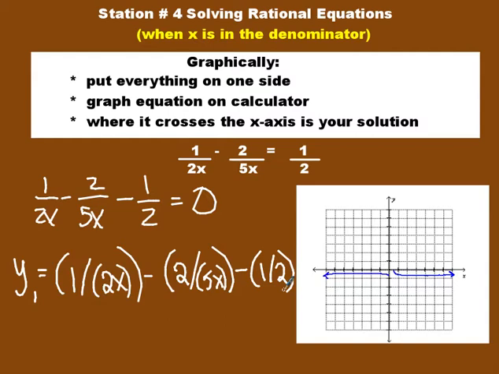And remember, another word for a solution is an x-intercept. So I take a look at my x-axis, and there it is right there. And that looks like it's right about 1/5 or 0.2, like we found when we solved it algebraically.